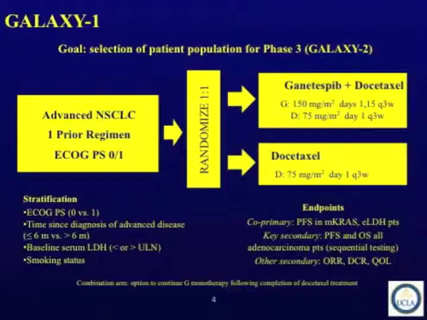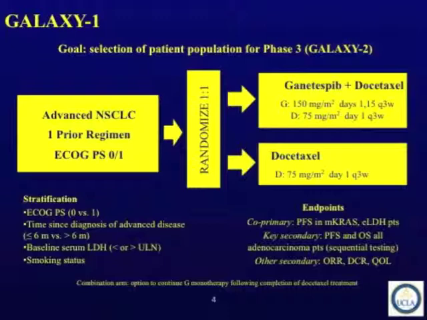What they did is they looked at 4 different stratification factors. They looked at the ECOG performance status, they looked at the time since diagnosis, whether it was less than 6 months or more than 6 months, baseline serum LDH, and smoking status. Then they looked at 7 different endpoints. So progression-free survival in KRAS mutant patients, in patients with elevated LDH, progression-free survival and overall survival in patients with adenocarcinoma, and I'll show a little bit why adenocarcinoma specifically, and also response rate, something called disease control rate, and quality of life. So in the end, they really looked at 7 endpoints with 4 stratification factors.